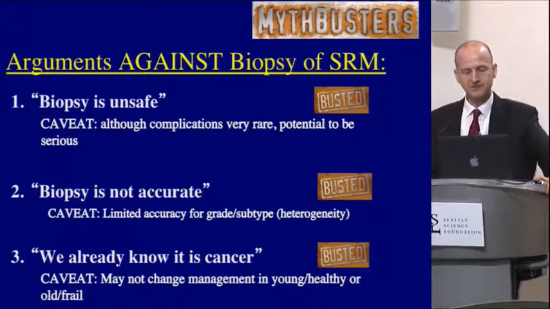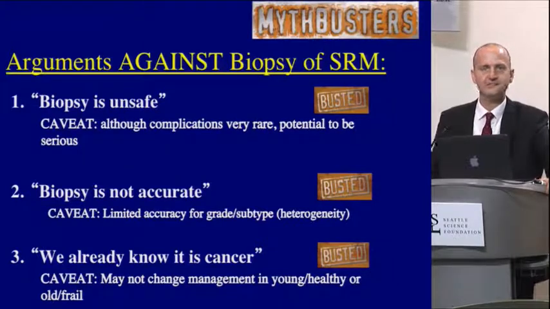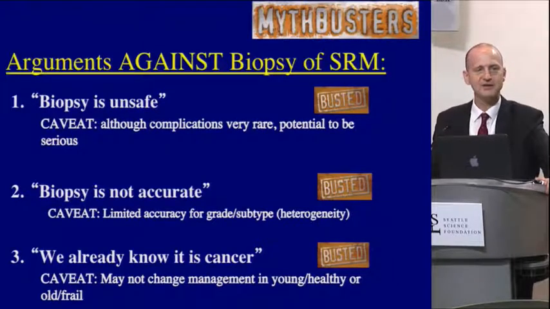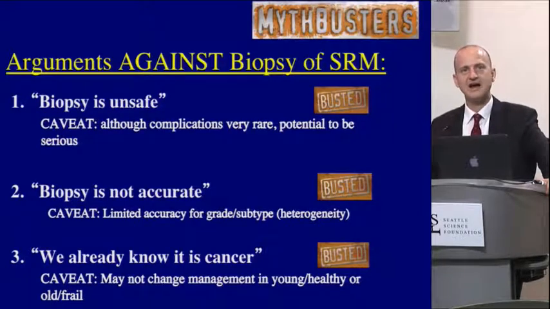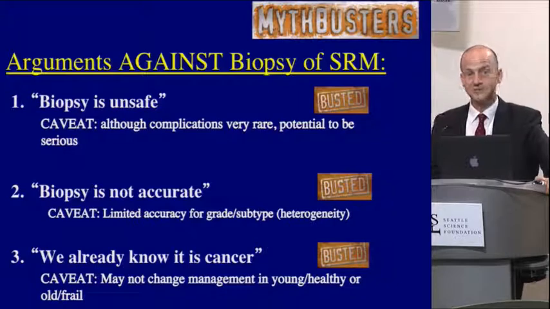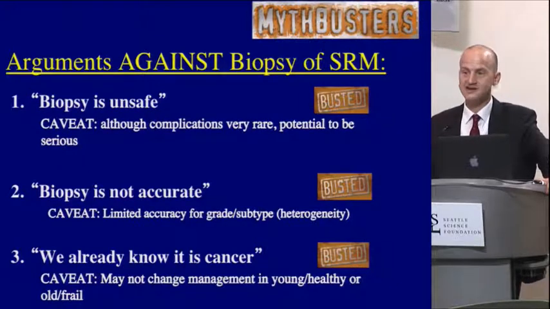So arguments against a biopsy: it's unsafe, it's not accurate, we already know it's cancer. There is evidence that this is not as bad as we thought. Now, there are caveats. A biopsy may be safe, but when it goes bad, it can really go bad. People can bleed to death from a biopsy.